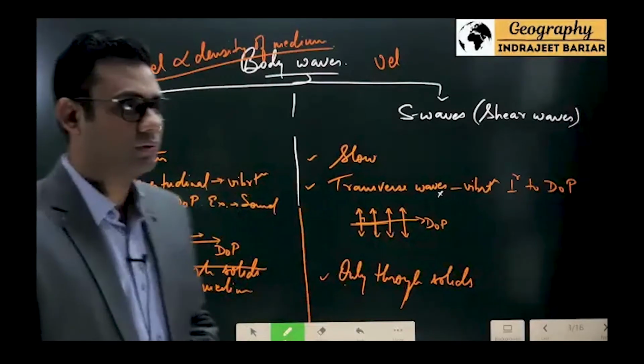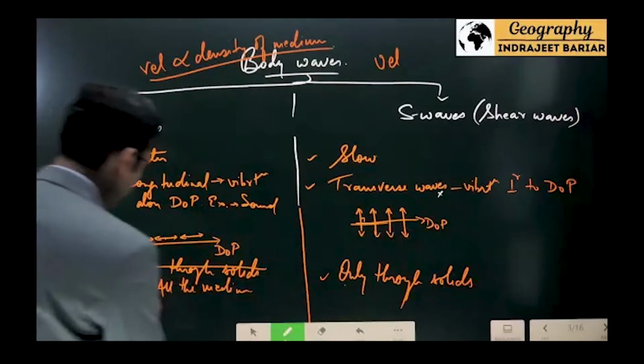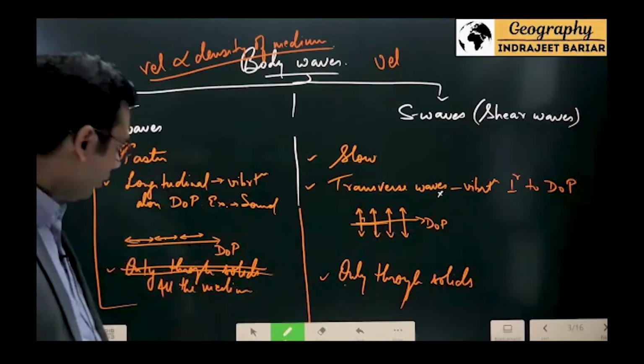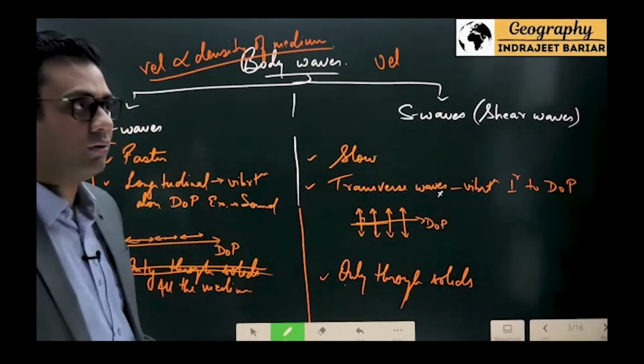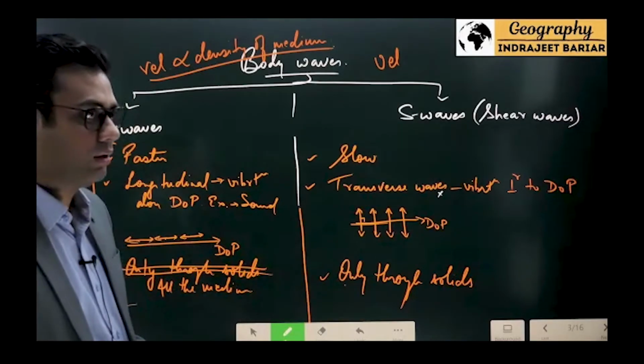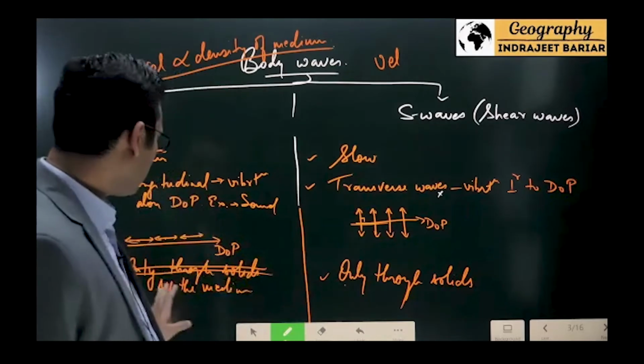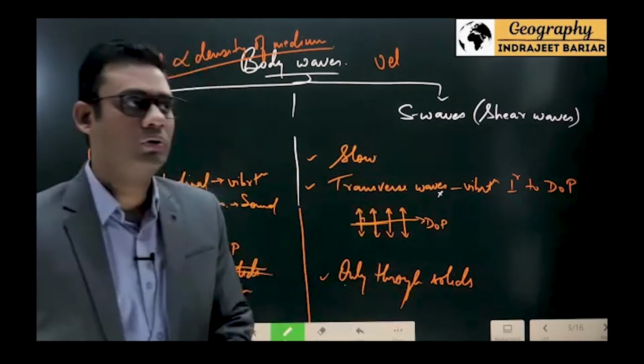Yes, Maniket, please. Sir, in the notes, it is written that P waves travel only through solids and S waves travel through all. Right, so that's the correction. By mistake it has been written. That's the opposite. P waves pass through all the mediums, S waves only through solids.